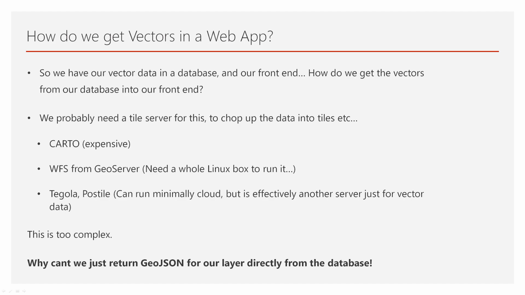There's options. Carto is pretty expensive. You can have a web feature service out of GeoServer, but you need like a whole Linux box to run that, so sometimes that's overkill. There's other options like Tegola and pg_tileserv. I think one's written in Go, one's written in Python, so you can run them pretty minimally on like App Engine or something like that. But for something really simple, I feel like this is just all too complex. Perhaps we could just return GeoJSON directly from our database and view that in the front end.